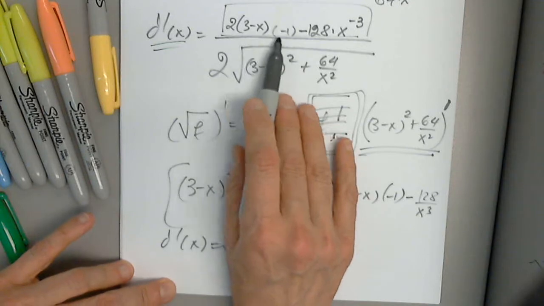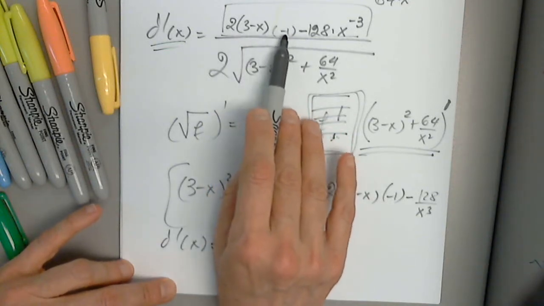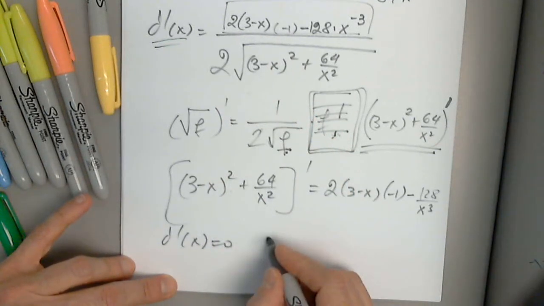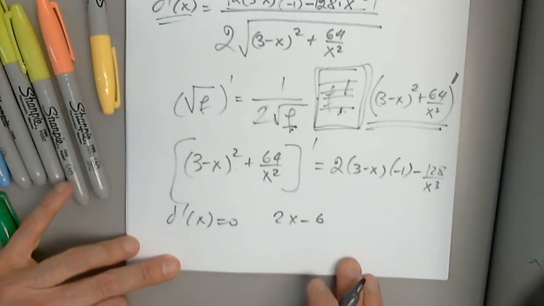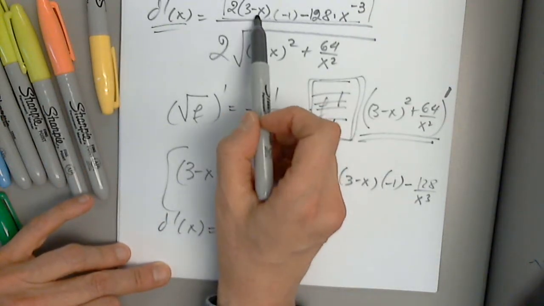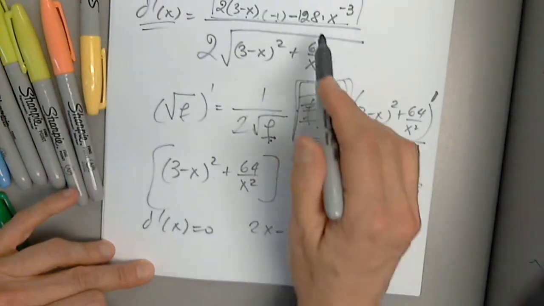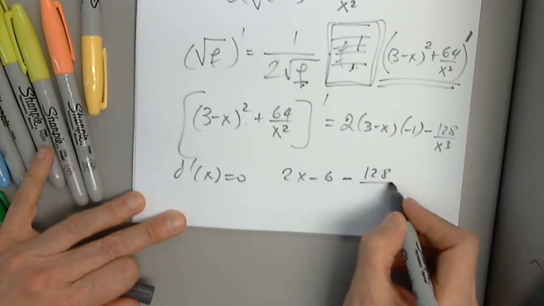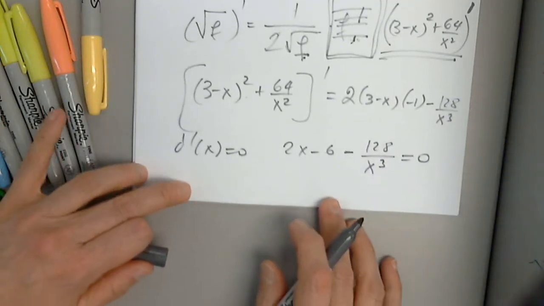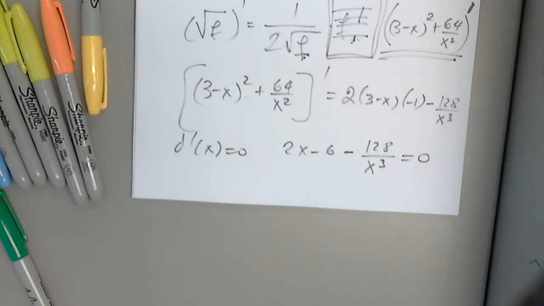So I'm going to try and simplify this a little bit. I'm multiplying by negative 2. So this is 2x minus 6. So negative 2 times negative x and negative 2 times 3. And then minus 128 over x cubed equals 0. Okay, I have to find the least common denominator.